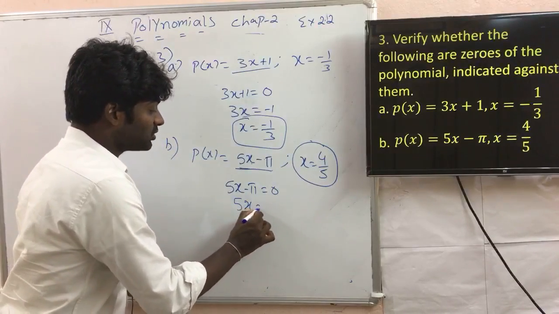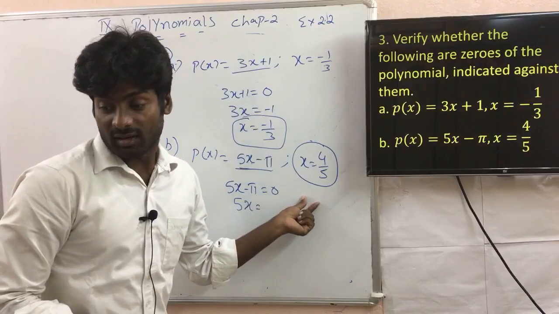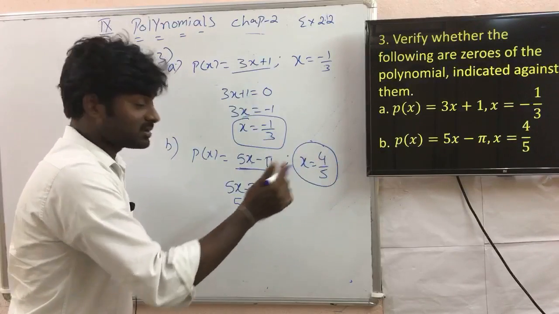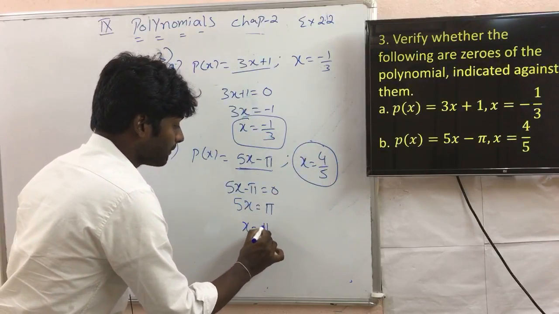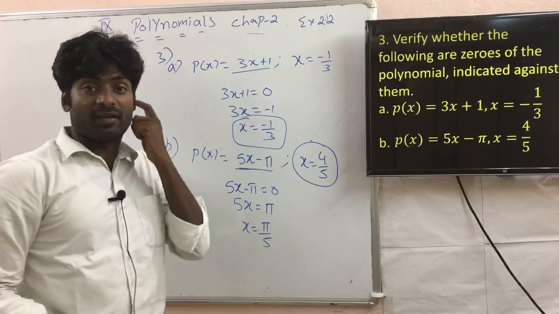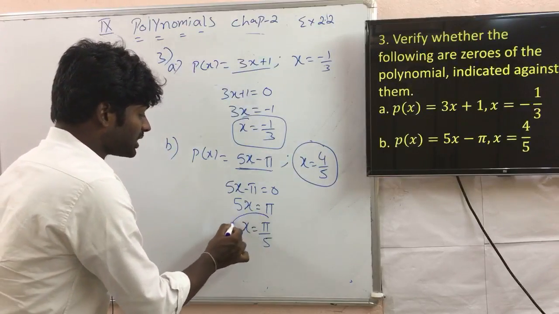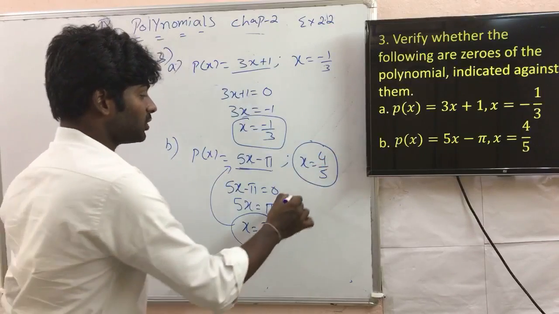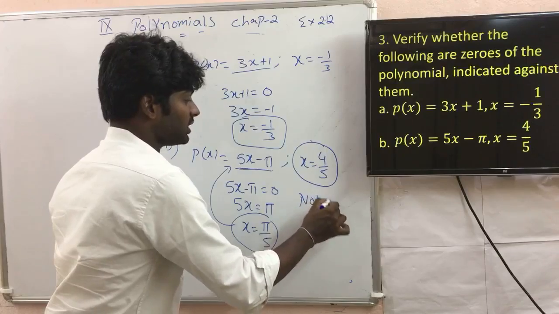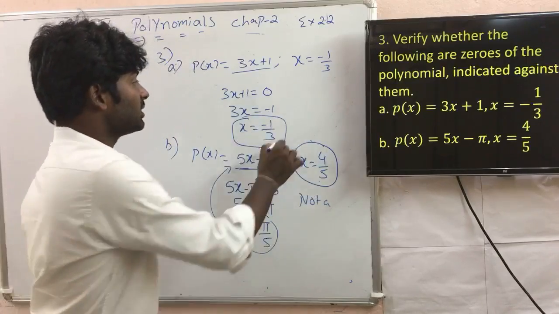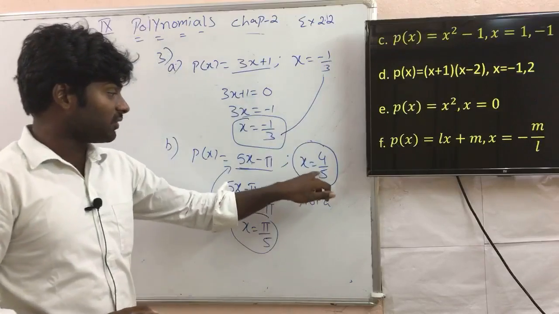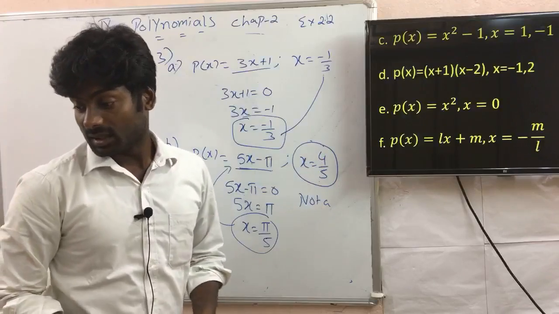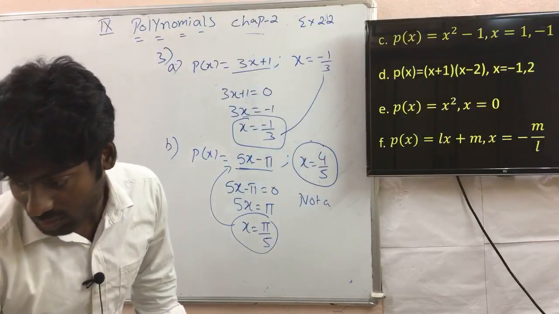So 5x equals, transpose minus pi to the right side, you will get plus pi, and transpose 5 to the right side, you will get x equals pi by 5. So now actually the zero of the given polynomial is pi by 5, but he gave 4 by 5. Therefore it is not a zero. He has not given a correct answer. Here he has not given the zero because the zero is pi by 5. He gave 4 by 5. Okay. Yes, Vidhi? No is the correct answer.